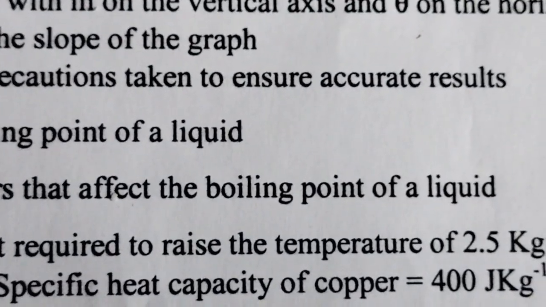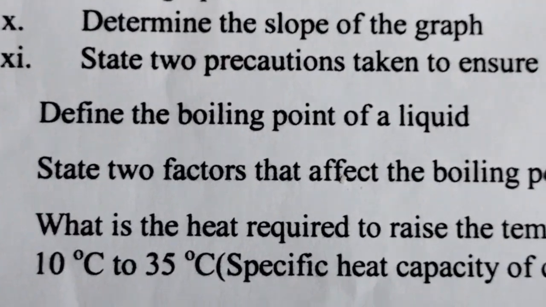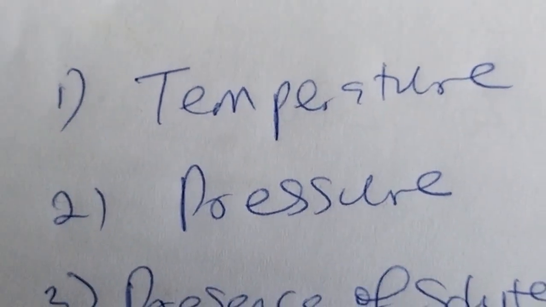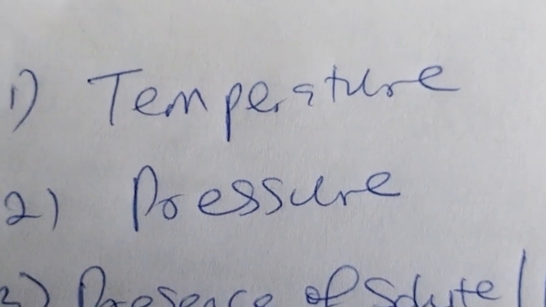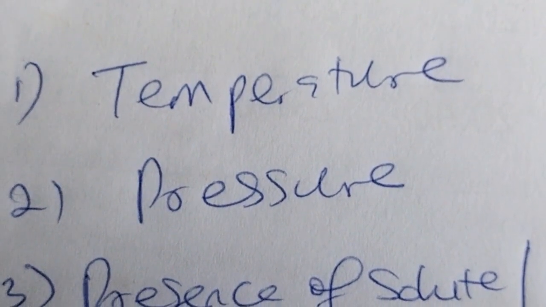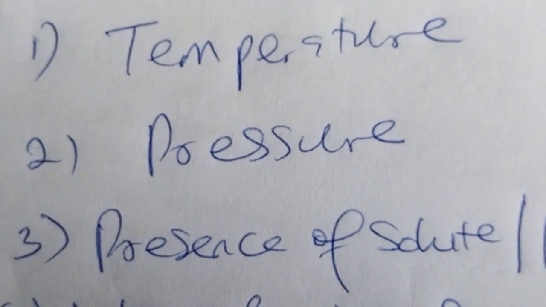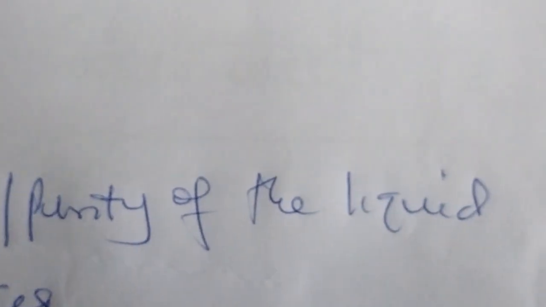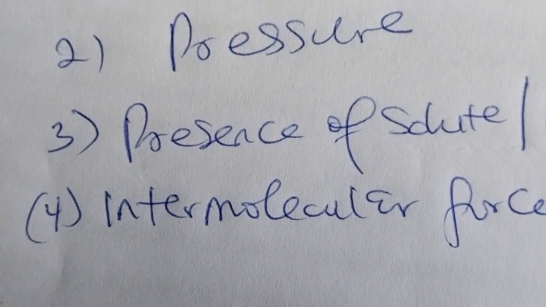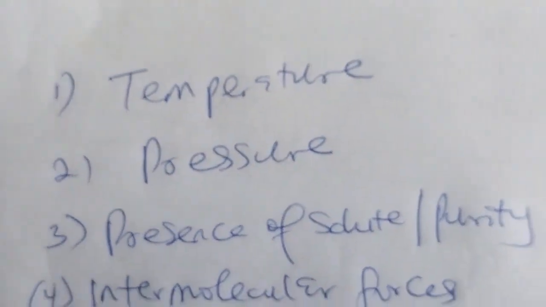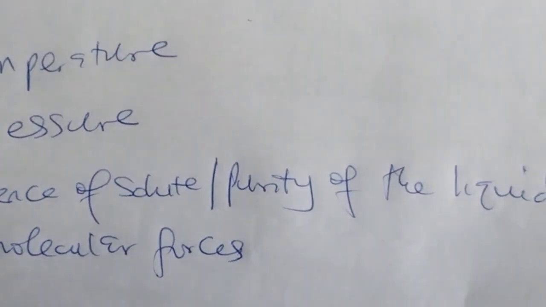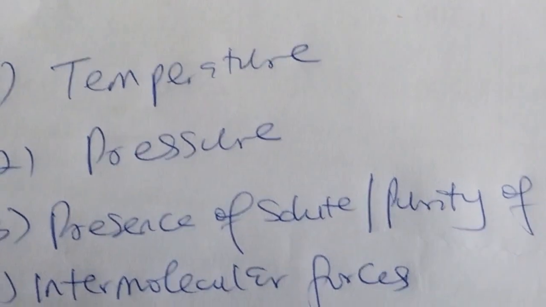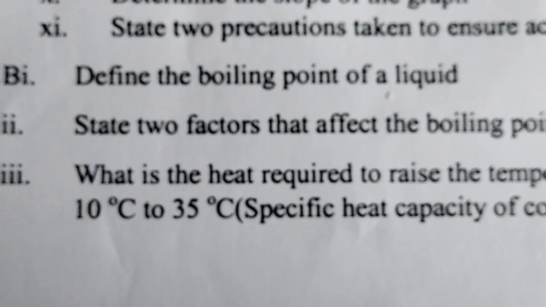5bii says, state two factors that affect the boiling point of a liquid. So two crucial factors include 1, temperature, 2, pressure. The other factors that can be considered are 3, presence of solute or purity of the liquid, and 4, intermolecular forces. So these are the factors that can affect the boiling point of a liquid. Any two is okay. Go to the next question.